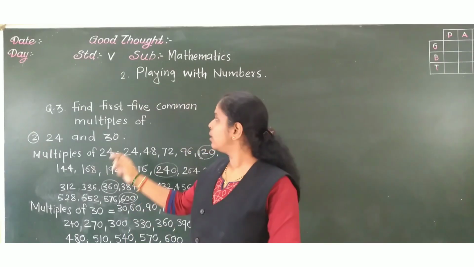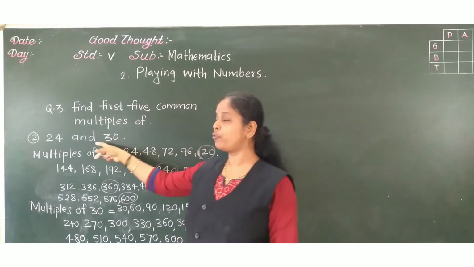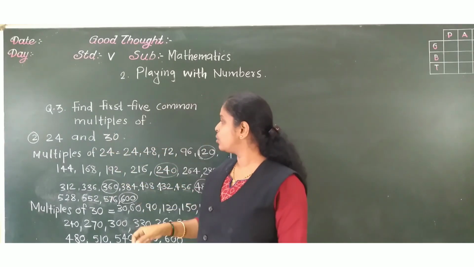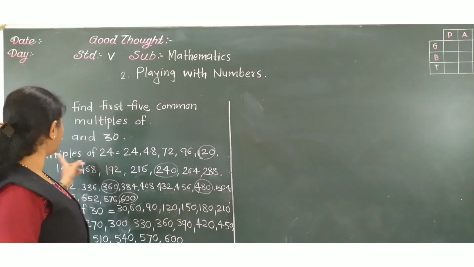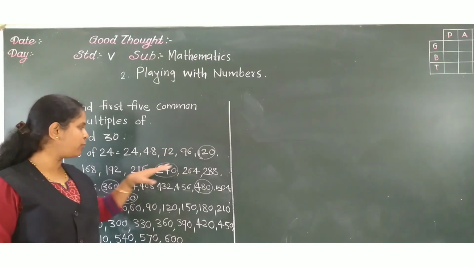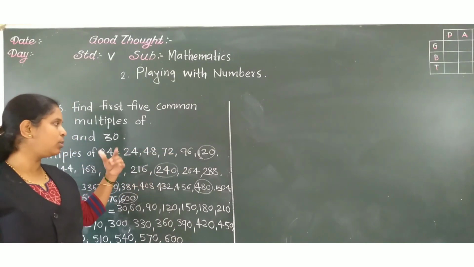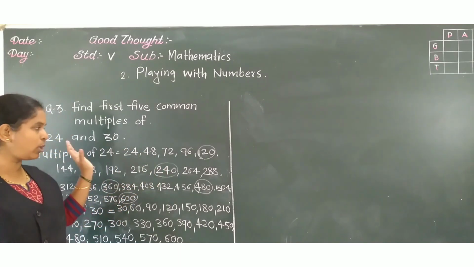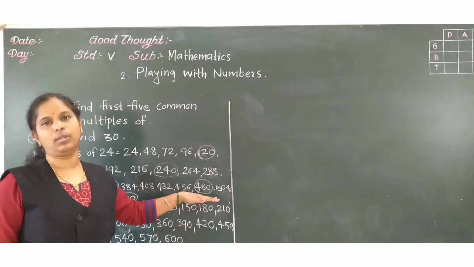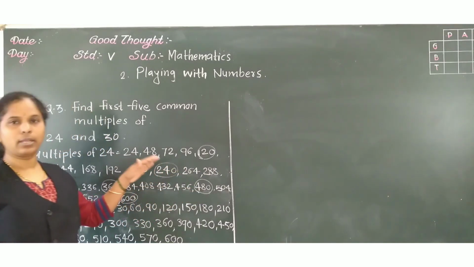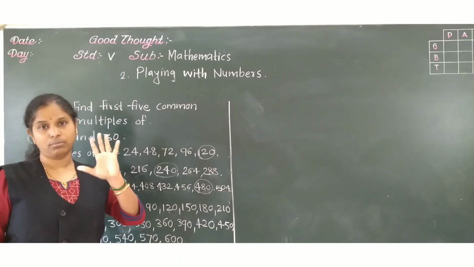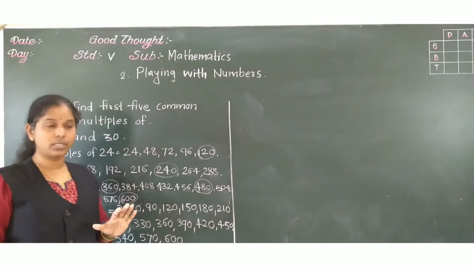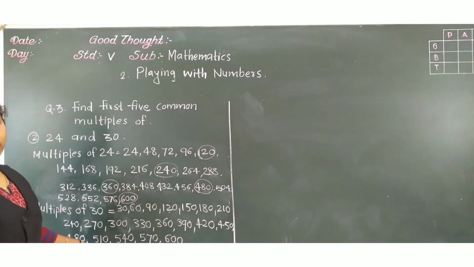Next question is find first 5 common multiples of 24 and 30. Okay. So what I have done here, I have written all the multiples of 24. Multiples of 24 means we have to write 24 table. But students, to write the tables only till 10 it's not enough. We have to extend that table. Okay. We have to go on multiplying it and we will have to find. So because we want first 5 common multiples, that number should be here also and here also. So here both tables I have extended.